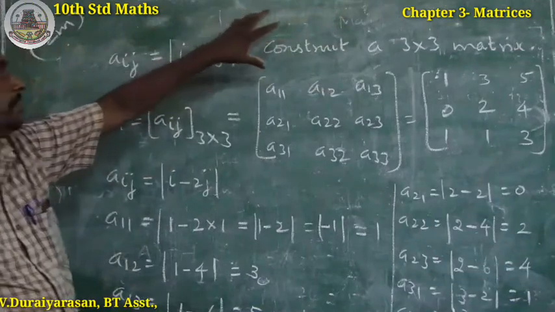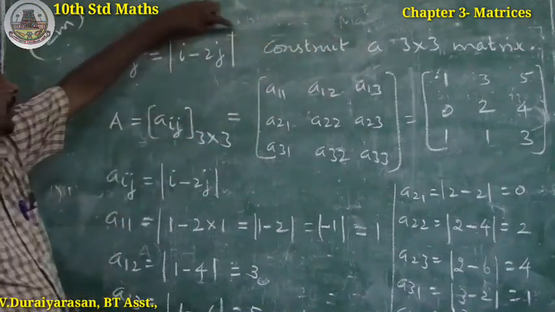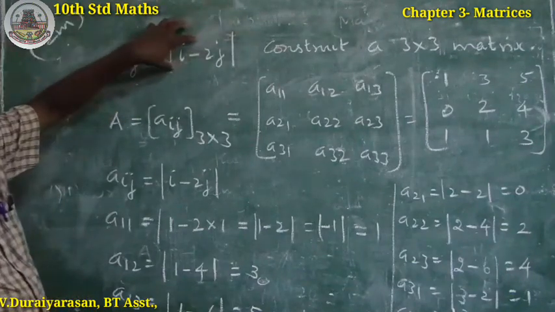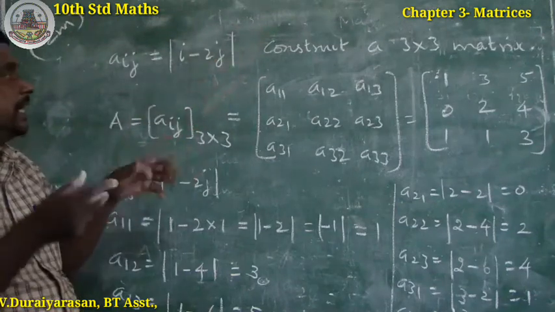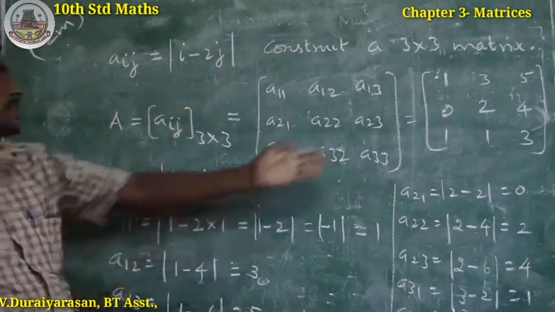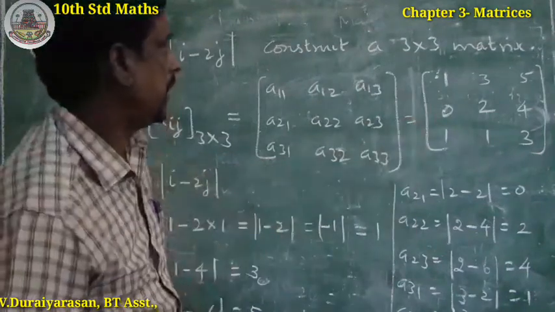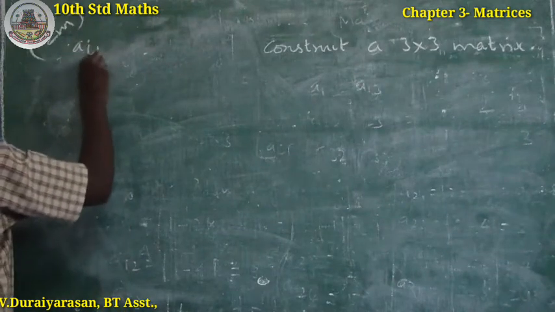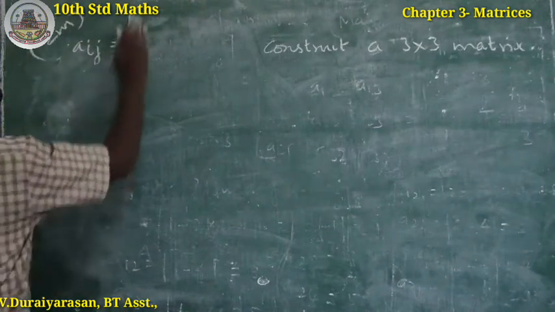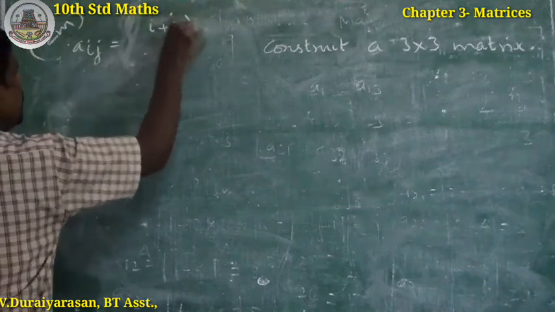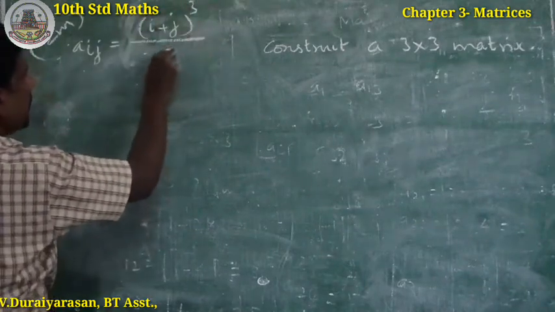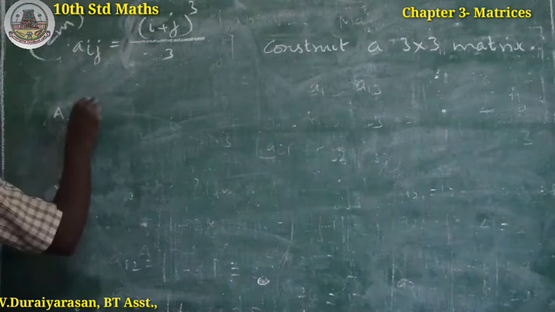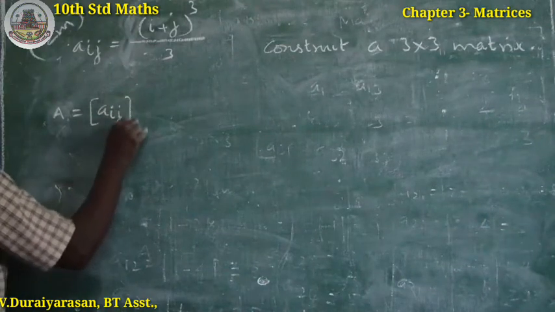What is the help of construct a 3 by 3 matrix? First of all, given a general form of matrix. Construct means build, create a 3 by 3 matrix. That's all. Next, what is the general form? Aij is equal to (i plus j) whole cube divided by 3. Construct a 3 by 3 matrix in general form of Aij.